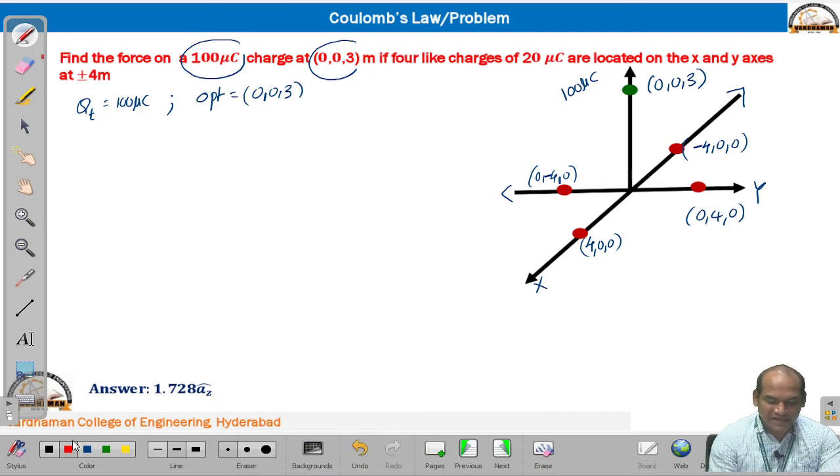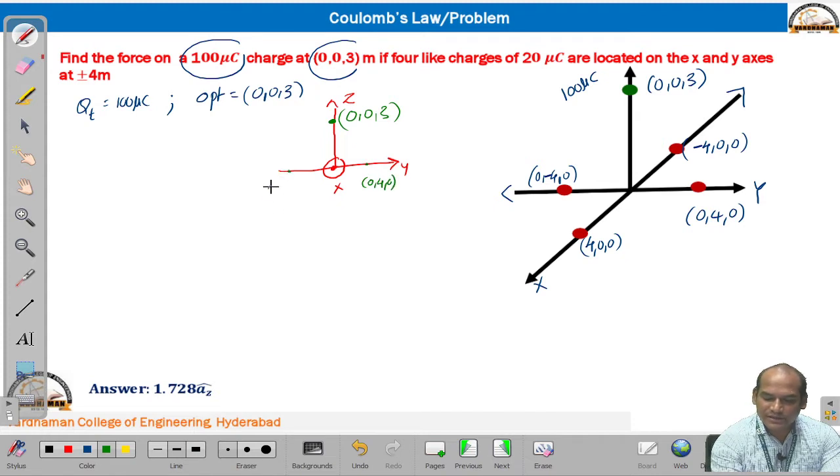So, due to all these 4 charges, what is the total force available on the fifth charge at 0, 0, 3? Without doing the calculation, we can tell what the resultant force direction is. How is it possible? That you see. For example, I am taking the entire 3 axes like this. Here the x axis is coming towards you, so you will see a dot like this. This is the y axis, this is the z axis. So, the test charge is available at 0, 0, 3, and one charge is available at 0, 4, 0, another charge is available at 0, minus 4, 0.